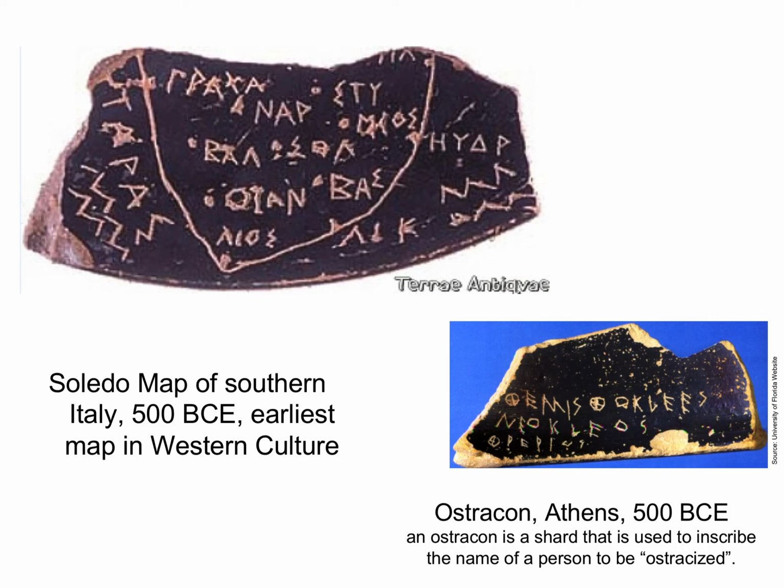The earliest map in Western culture is a map of southern Italy on a small ostracon shard from 500 BCE. And we have an ostracon from Athens here around that time as well. An ostracon is a shard that is used to inscribe the name of a person to be ostracized. Those were put into a jar in the city centers, and every so often the jar would be opened, and if somebody had a certain number of ostraca inscribed with their name, they would be thrown out of the city and ostracized.